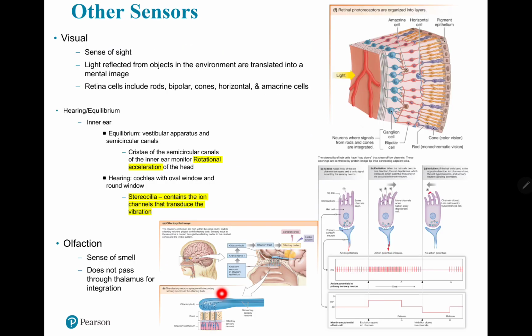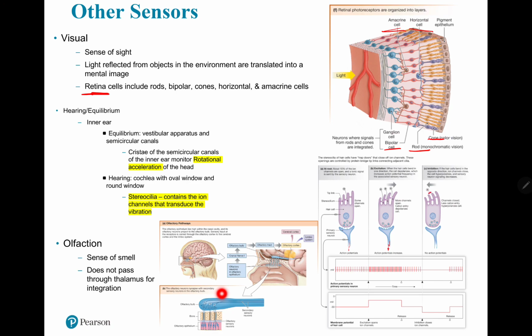Remember that. Now, there are other special senses that we have. Visual, which is the sense of sight. Light is reflected from objects in the environment and translated into mental images for us. And so we have those retinal cells. Remember that your retinal cells include rods, cones, bipolar cells, amacrine cells, and horizontal cells. They're going to include all of these cells of the retina.